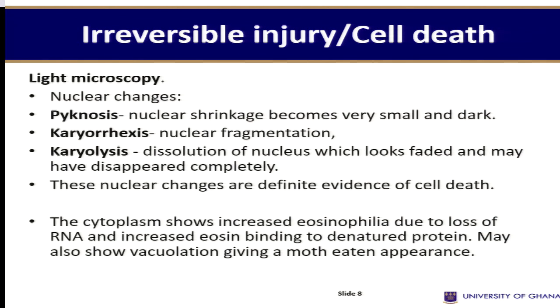Under the light microscope, the most reliable features are seen in the nucleus of cells. Three changes characterize necrosis or cell death in the nucleus. 1. Pycnosis. 2. Karyorrhexis. 3. Karyolysis. The cytoplasm also undergoes changes, largely eosinophilia and vacuolation, but these are less reliable.